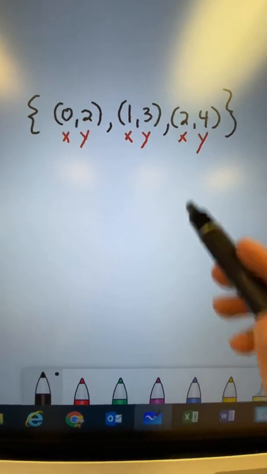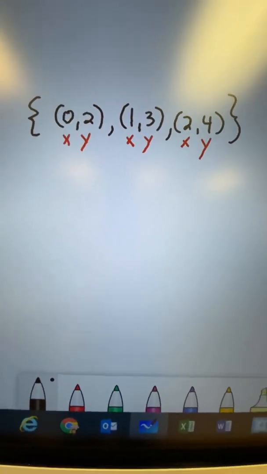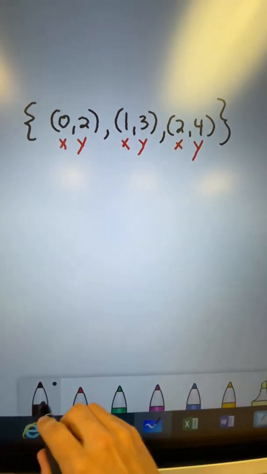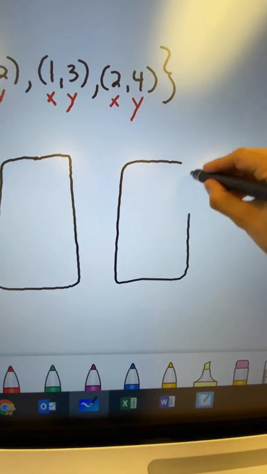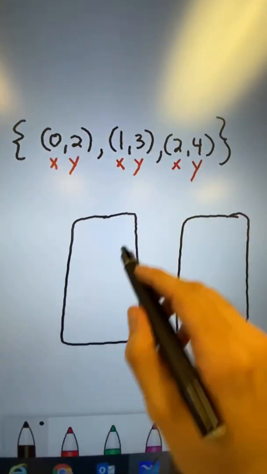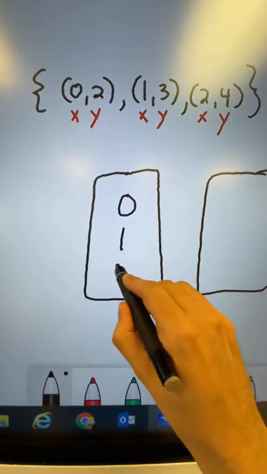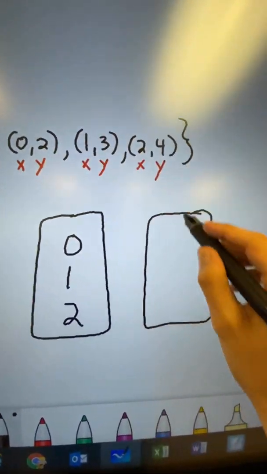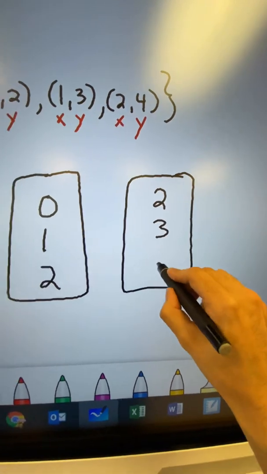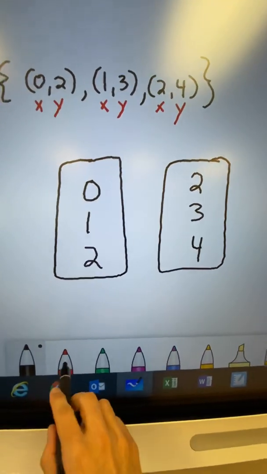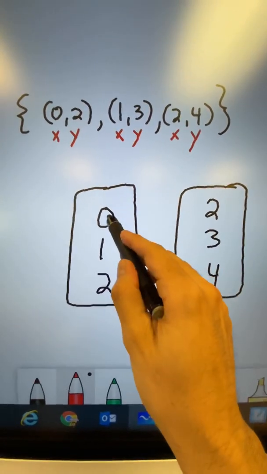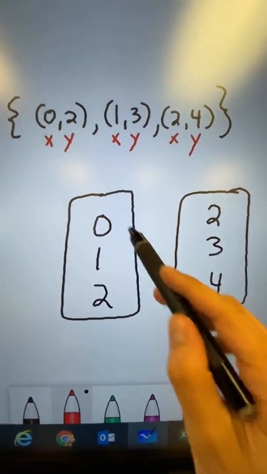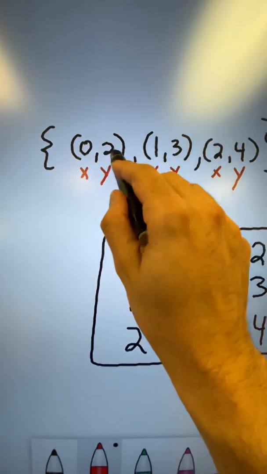And then the last way I can represent this relation is using a mapping diagram. A mapping diagram would be something like this, where I can draw a rectangle here and here. I'll put the X values inside here, 0, 1, and 2. And my Y values, 2, 3, and 4 would go in here. The mapping diagram means that you're just going to draw an arrow to show which X value pairs up with which Y value. In this case, when X is 0, it goes to 2.